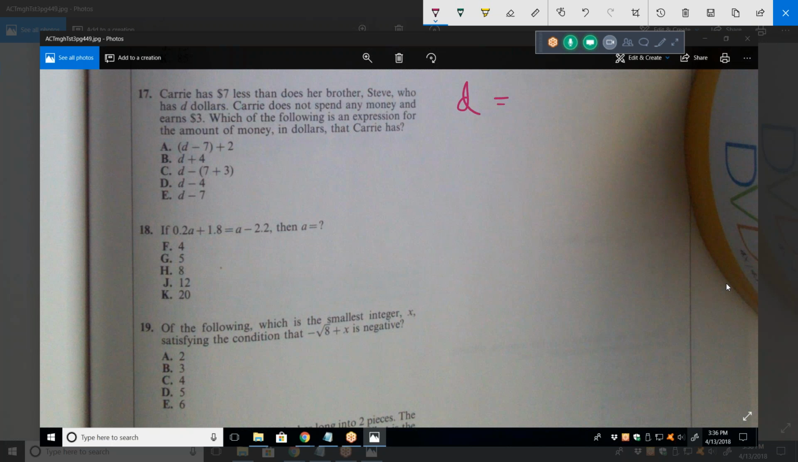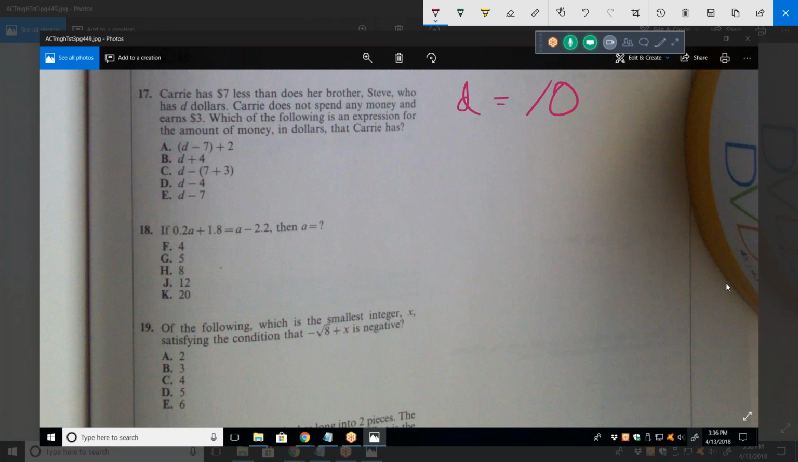Well, read the first sentence. Carrie has $7 less than Steve, who has D dollars. So I need a number bigger than 7, right? So 10. Okay. Which of the following is an expression? Oh, hold on one moment.